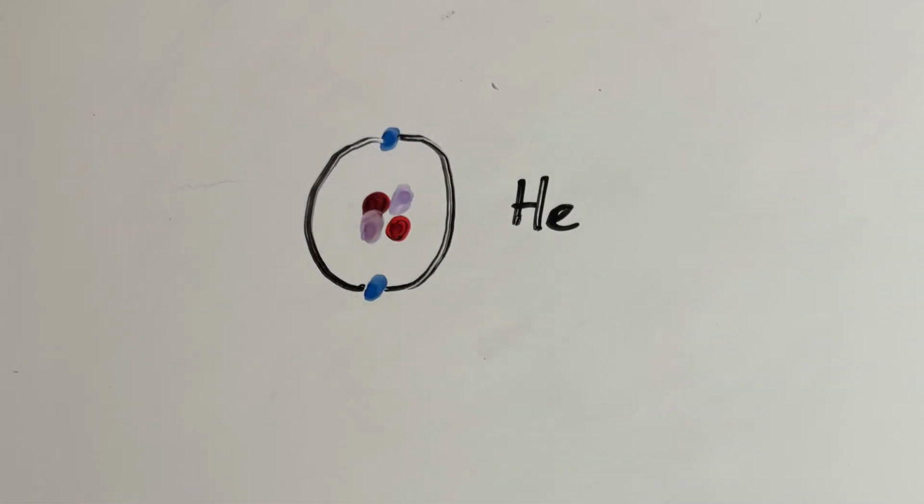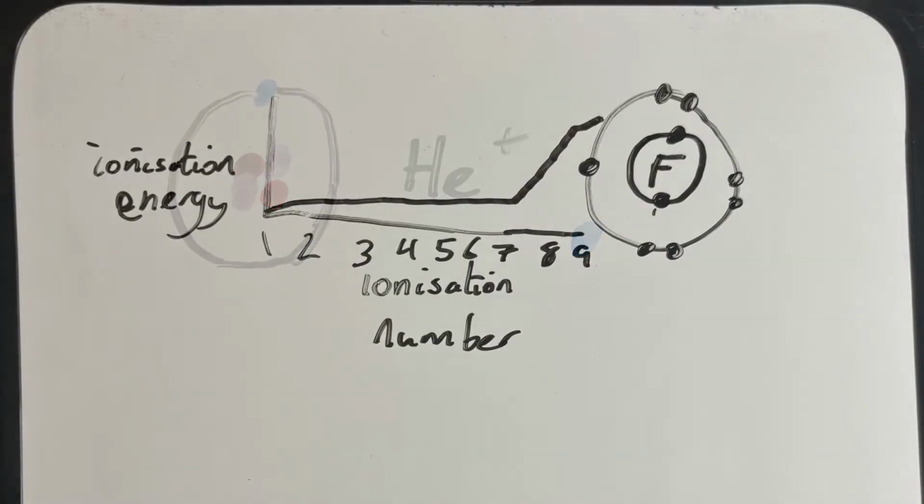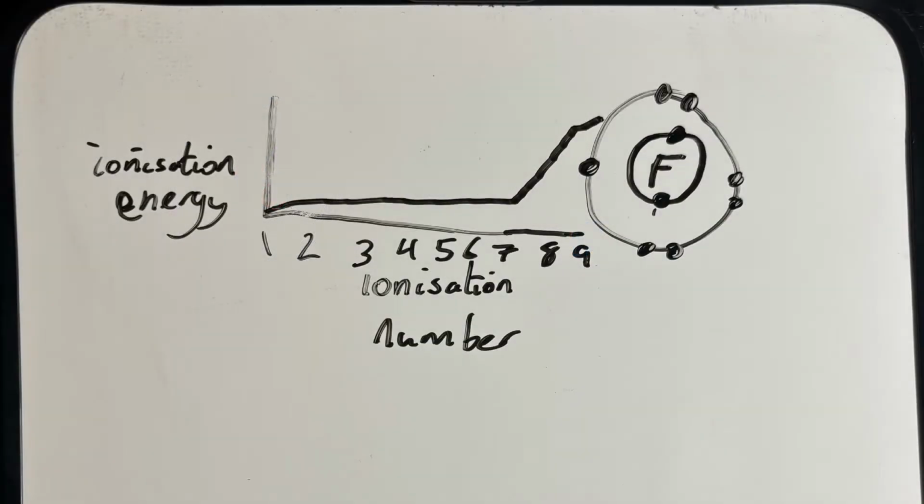Here you can see a simple example of an atom. This is a helium atom, 2 protons, 2 electrons, and then when you remove one of those electrons, you get, obviously, a helium ion. And ionization energy is just about how much energy it took to remove that electron, and so you can use it to work out what group elements are in.